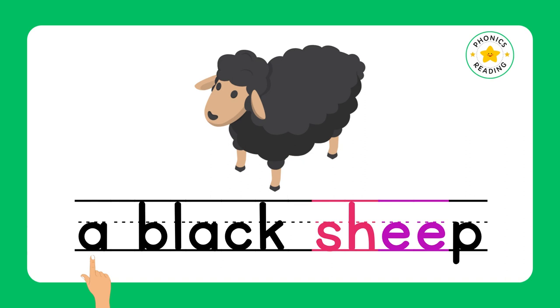A black. Black. Sheep. Sheep. In sheep, there are two digraphs. One is sh, and the other one is ee. A black sheep.